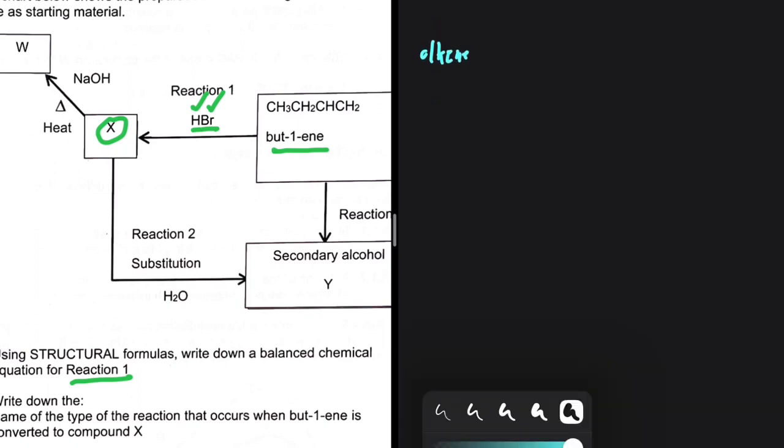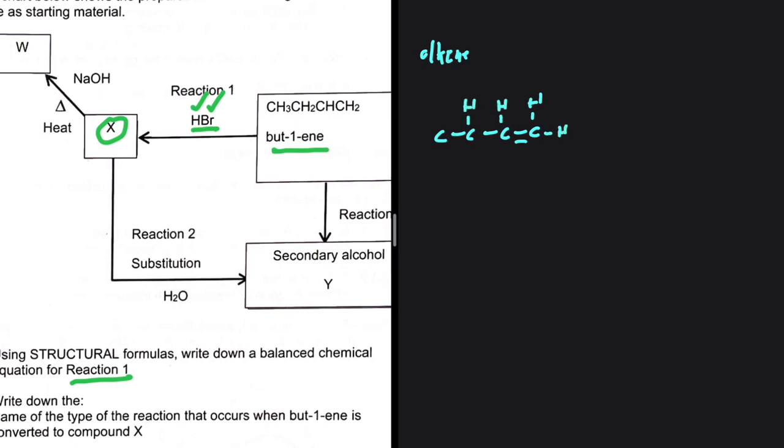We are starting with but-1-ene. So that is 1, 2, 3, 4. And on the first carbon, we have a double bond. So now it's just a matter of filling out the hydrogens. Let's go ahead and do that and see where we end up. Right, there we go. We have but-1-ene. Let's make sure that we have the correct number of hydrogens. On this carbon, we have 1, 2, 3, 4 bonds. So that is okay. On the second carbon, we have 1, 2, 3, 4. So it seems like everything checks out.